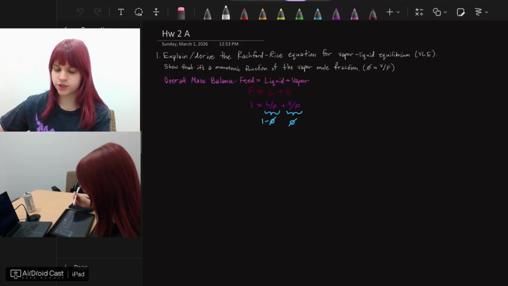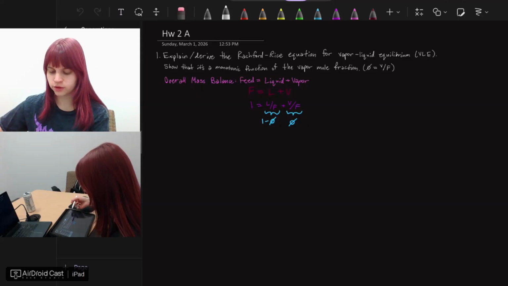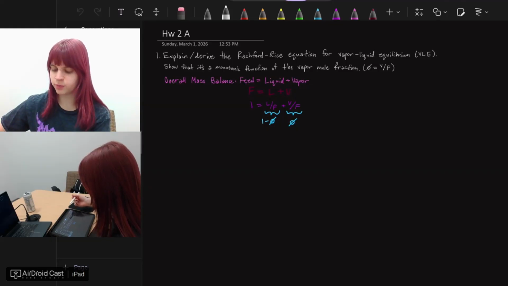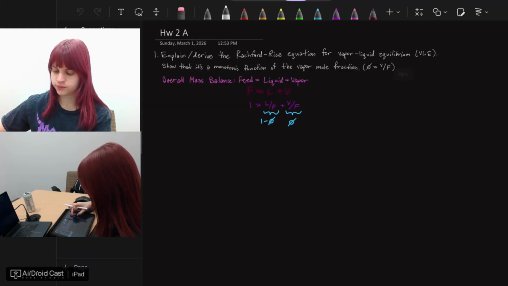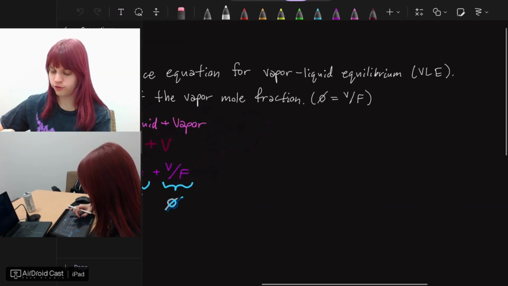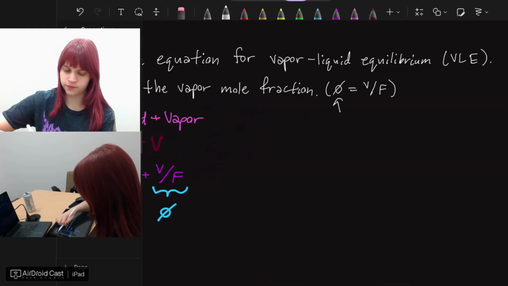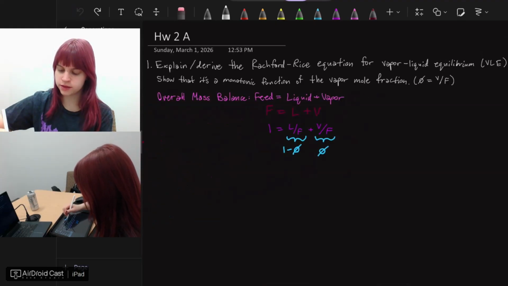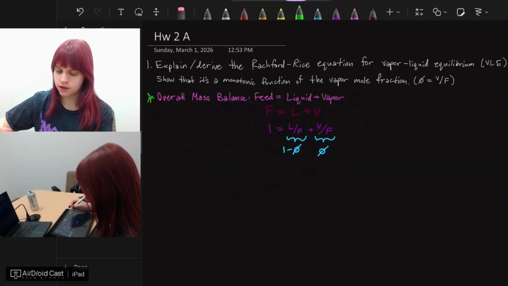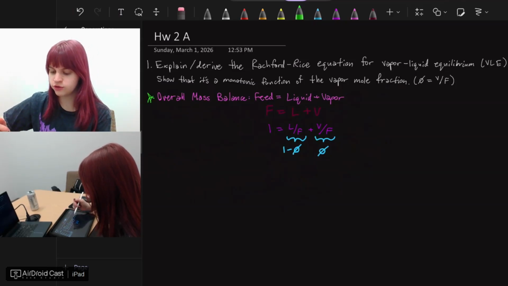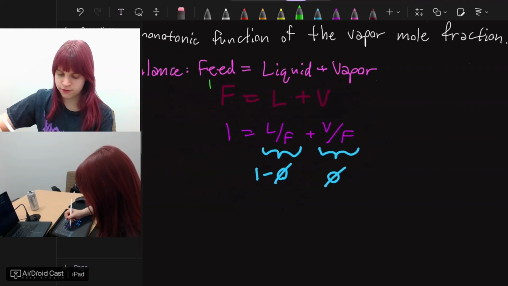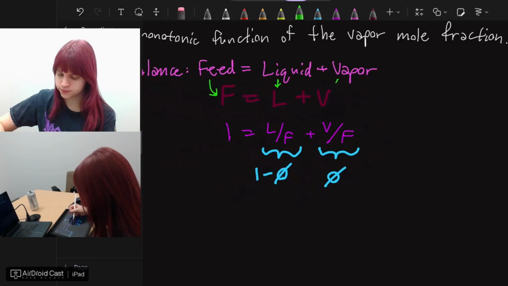As I said, we're going to go ahead and explain and derive the Rachford-Rice equation for vapor-liquid equilibrium. We'll also be showing that it's a monotonic function of the vapor mole fraction, which is the vapor over the feed. That is this phi right here. And just an overall mass balance right here. We have the feed is equal to the liquid and vapor in the system. So that's our F, L, and V.